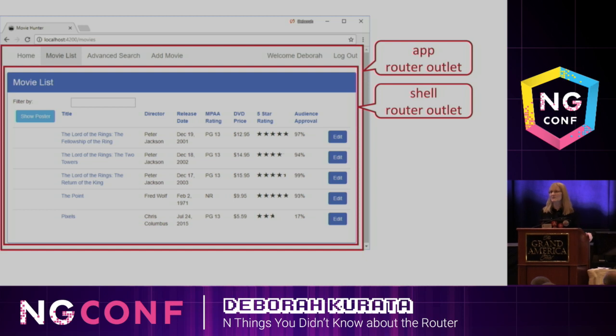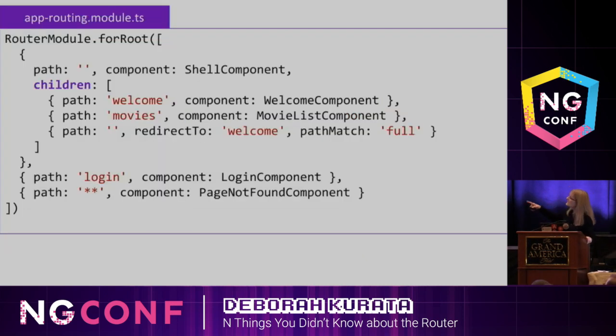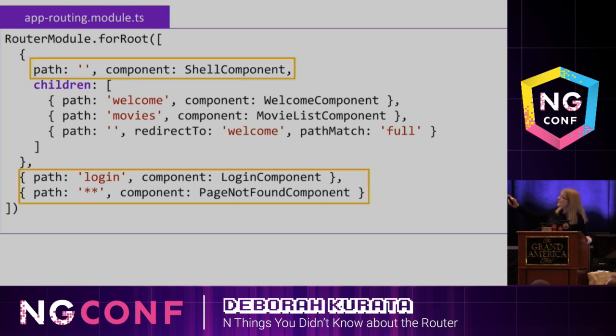Okay, so what does that look like in code? How do you actually make that work in code? In our route configuration, at the outermost level, anything at that level is going to go to the outermost level of our router outlets. So in this case, it will be our root app router outlet.